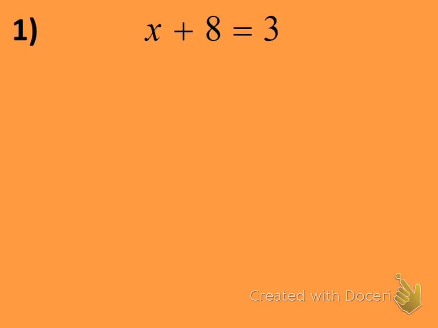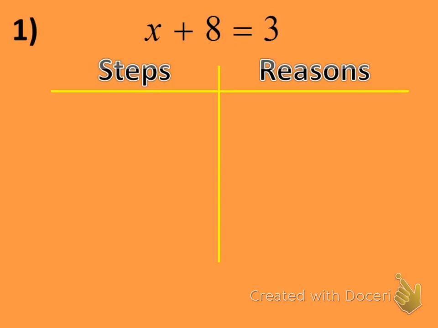So you're probably thinking right away, oh, I can answer this real quick. But you're not just answering it, you're showing me why. So we are doing a method called a two-column proof. So make two columns in your notebooks. Label the left-hand column steps. Label the right-hand column reasons.